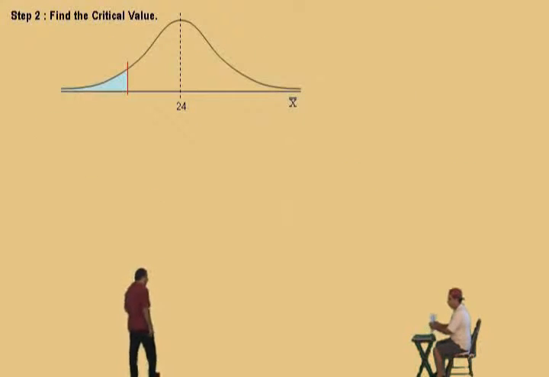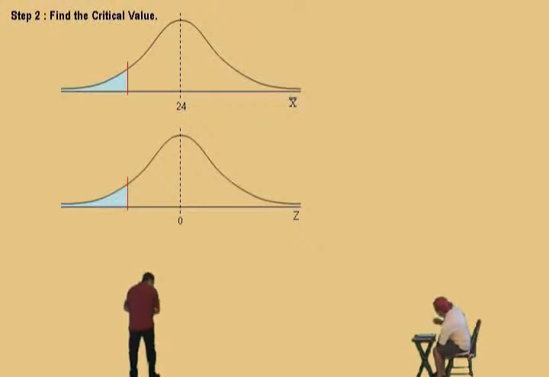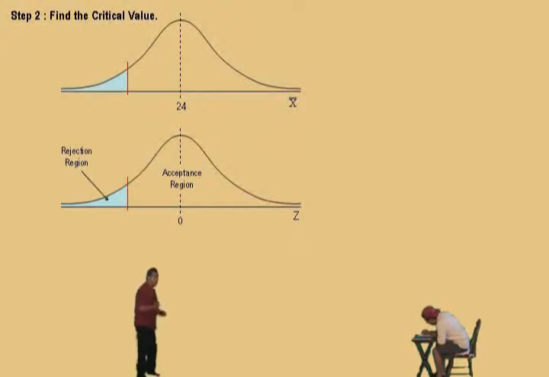Find the critical value. Now remember, everything's going to be translated to z values. The middle region is always the acceptance region. The tails are always the rejection region. Remember, if a test value falls in the acceptance region, you accept H naught. If it falls in the rejection region, you reject H naught. Now, the critical value separates the two regions.